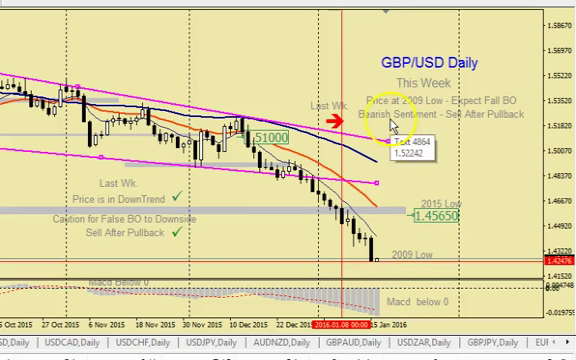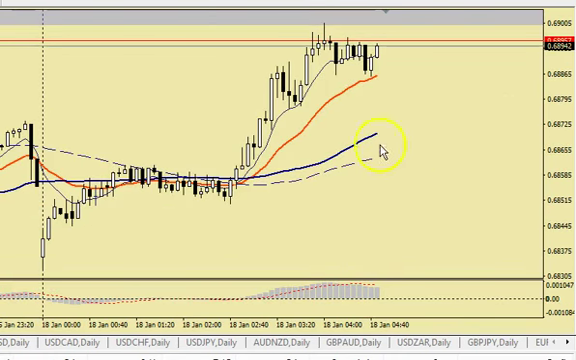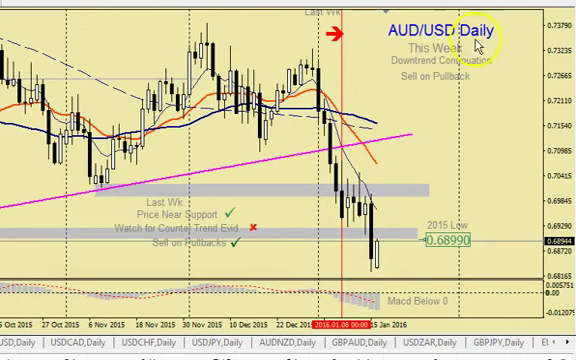So for this week, what I'm looking for overall, we're in a bearish sentiment, but only consider taking sell trades after pullbacks. Okay, MACD is well below zero here. So let's go on to the next pair, the Australian USD right here. Now I'm going to go back to the Australian USD daily chart.